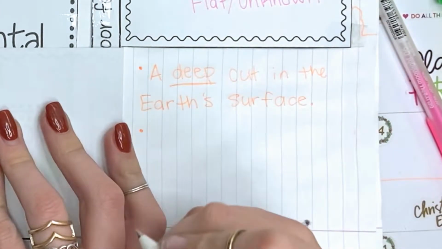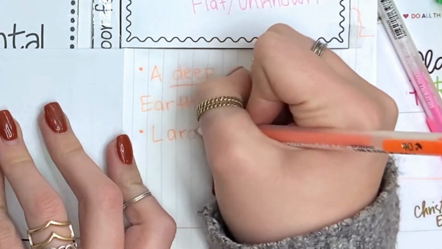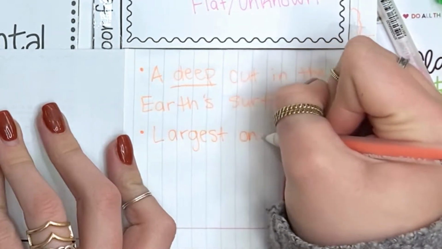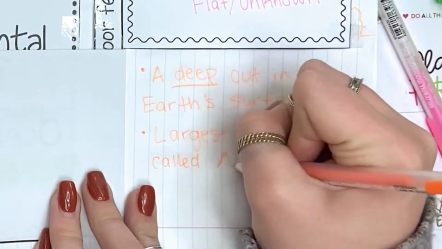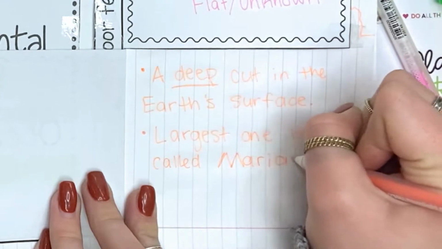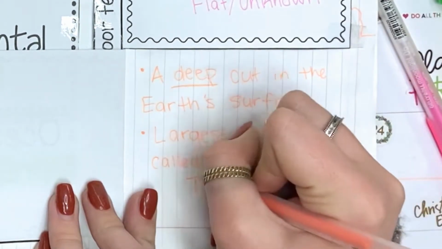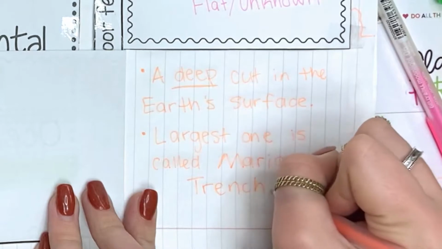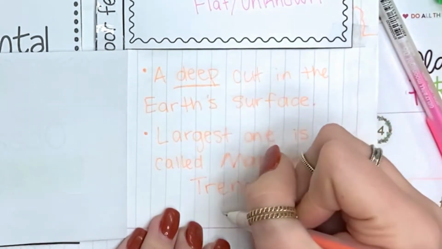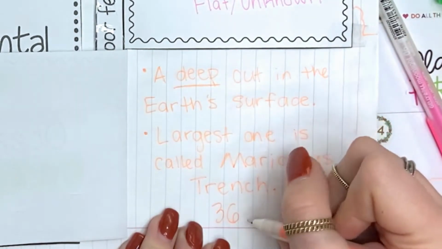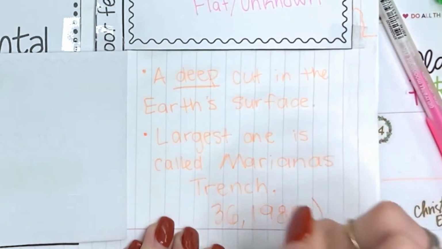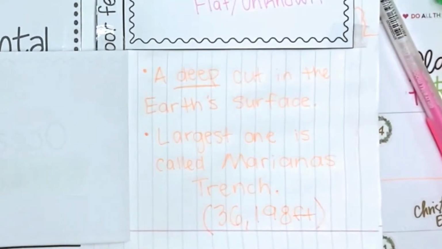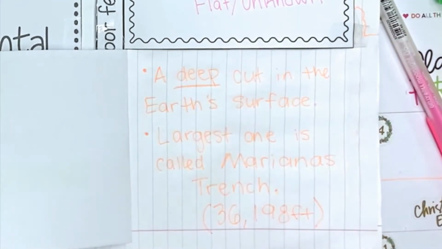And you really need to know that the largest one is called the Marianas Trench. And you need to know that it is 36,198 feet deep. And look, I'm putting it in parentheses. You've seen those before in math. So that is what you need to know about ocean trenches.